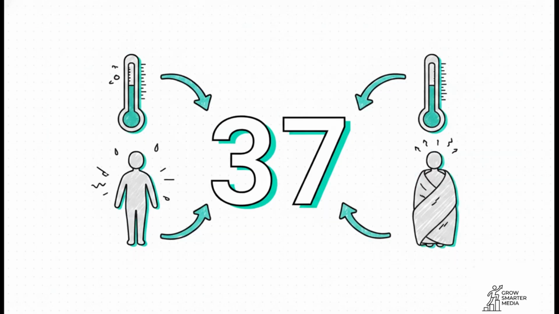We see this exact same opposition with temperature too. Drift above that ideal 37 degrees Celsius set point and your hypothalamus triggers sweating to drag you back down. Drop below 37 and it triggers shivering to force you back up. It is a relentless automatic pursuit of balance.